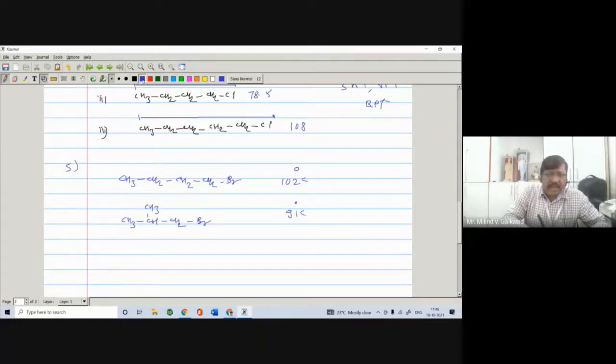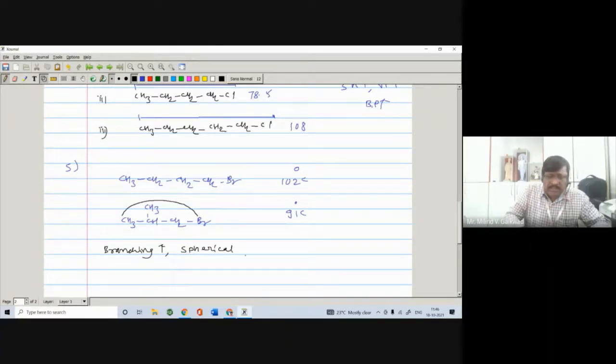So what is the reason behind this? The reason is that as the branching increases, the molecule becomes spherical.